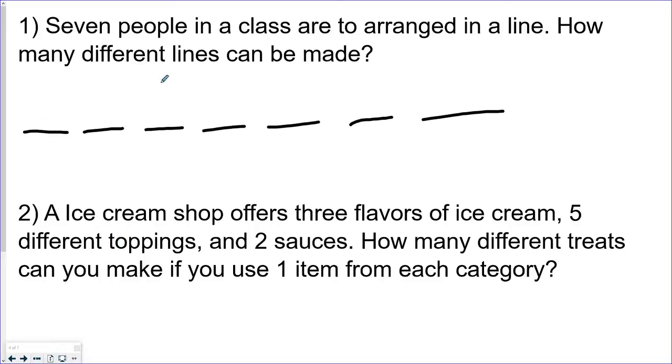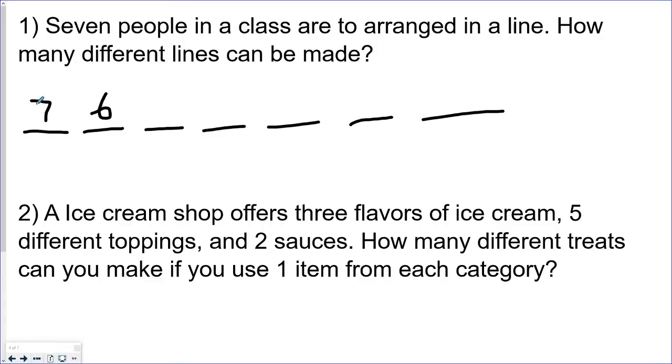So there's 7 different possible categories, 7 different possible positions. How many people can I pick for the first position? Well, 7. One of the 7 people is going to be in the first position. So there's 7 different possible people that can be in the first position. Now, once there's a person here, they can't be here. You can't have the same person in 2 spots. So how many different people can I pick for the second position? Well, only 6, because one of them's over here.